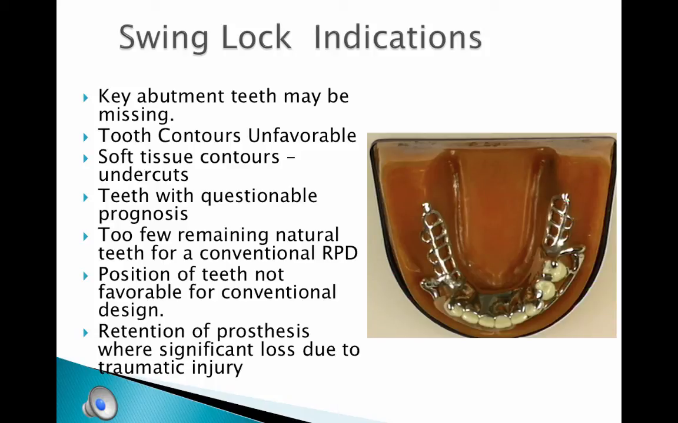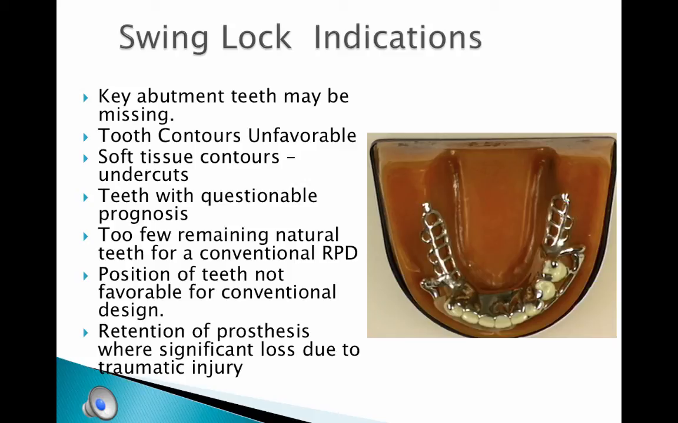Let's look at some of the indications for the swing lock. When do you use it? It's often used when you have a key abutment tooth that's missing. You might see that a canine is missing on one side and only the 4 incisors remain with, say, an additional tooth that could be the canine or a couple of additional teeth like the canine or 1 or 2 premolars. It may be used when some teeth have questionable prognosis. They may have had some resorption of bone around them, and the prosthesis may be used in a way for periodontal splinting.